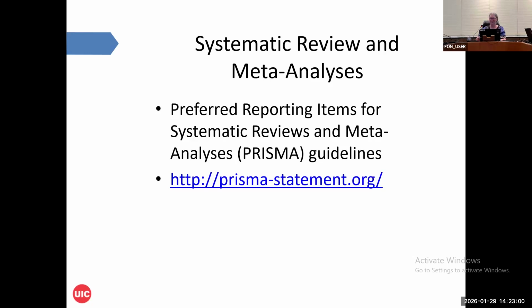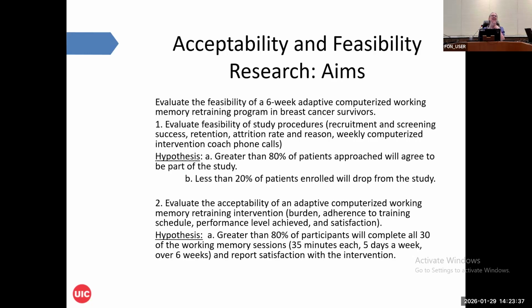For the MIND diet. So now we're moving to the next step of the model, the acceptability and feasibility. And I put some research aims here because I thought that would make it a little bit more clear what acceptability and feasibility looks like for the aims.